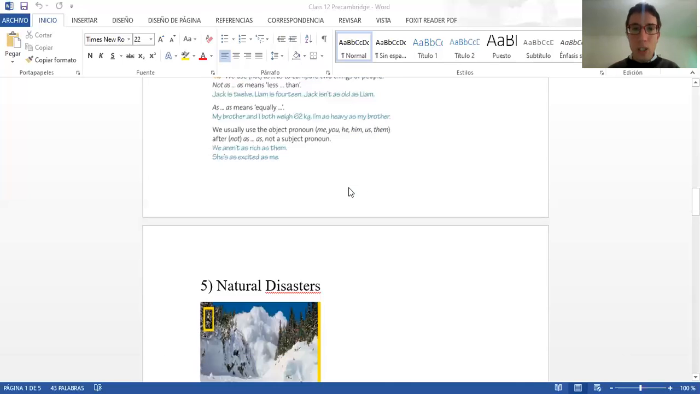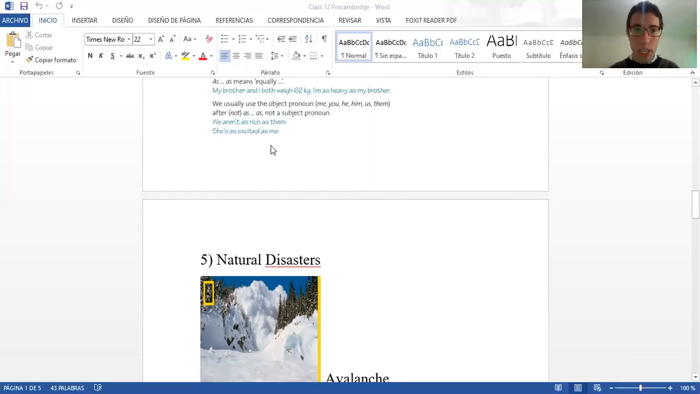As means equally. Yes, this is a comparison of equality. For example, my brother and I both weighed 62 kilograms. I am as heavy as my brother. Okay, we usually use the object pronoun after as, not the subject pronoun, as we just mentioned before. For example, she's as excited as me.